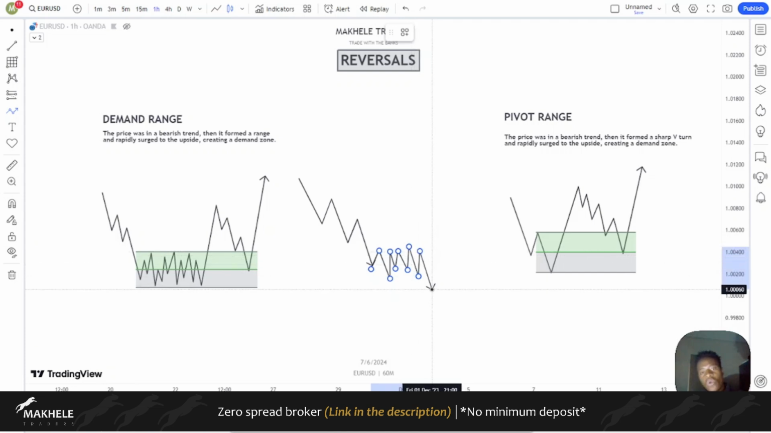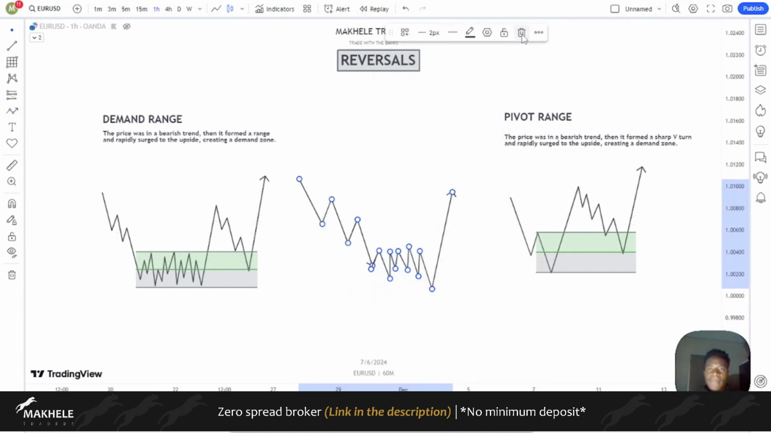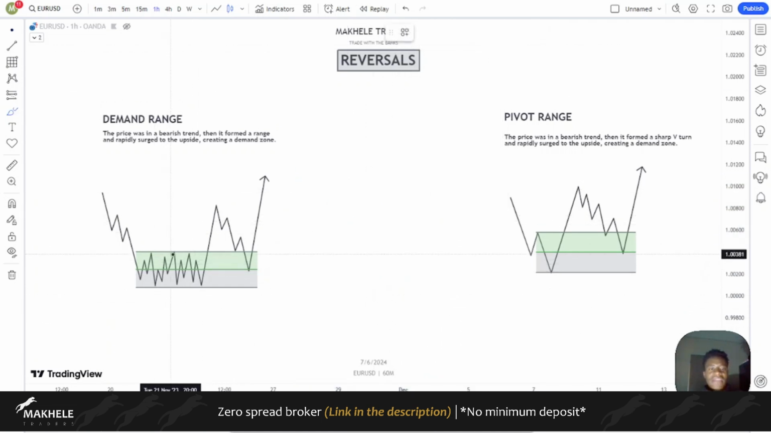Sometimes they do sweep liquidity to the downside before it shoots to the upside. It depends on price, what it does on that time. But here, it will range. After ranging, it shoots to the upside. It has now generated a demand zone. But not just any demand zone.